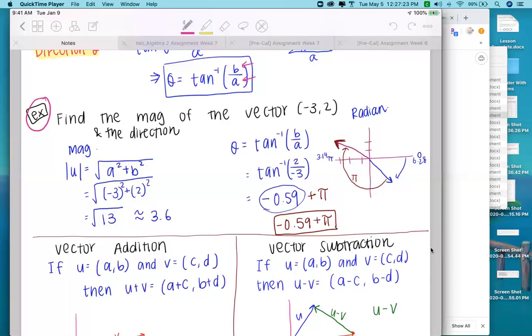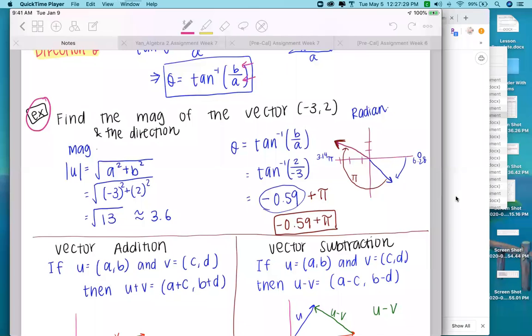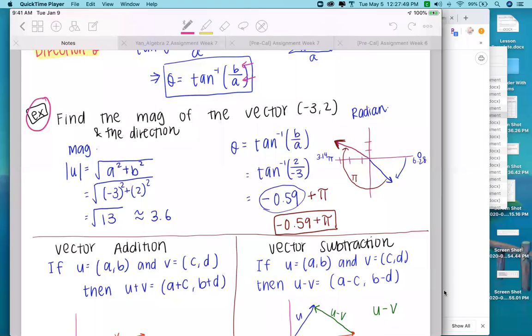Let me see. I'm getting a lot of answers. That's good. If you don't have a calculator, you can just take the square root of whatever you get right there.